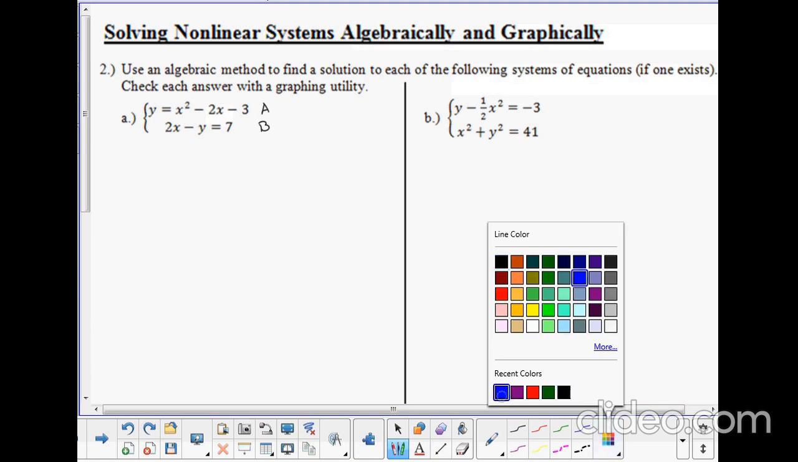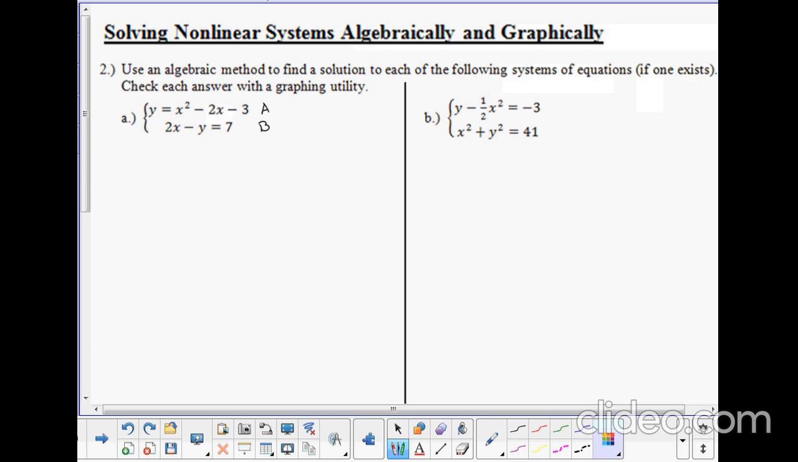So equation A already has y isolated. So I can go ahead and then substitute y into B. Now, I can do this right away, or I can rewrite B so that y is isolated. I'm actually going to rewrite B so that y is isolated first. I'm going to do this because I want to be able to check it in my graphing calculator. And in order to check it in my graphing calculator, y has to be by itself.